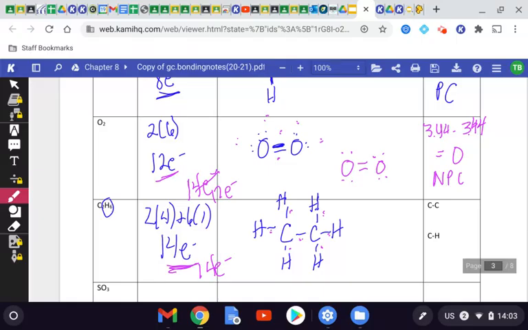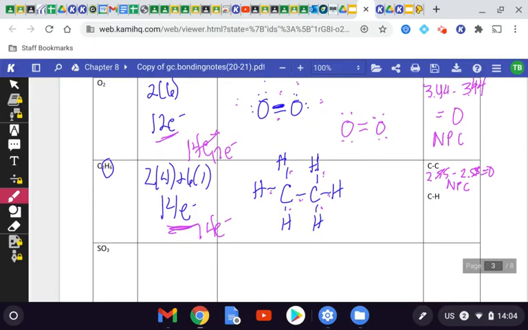So then I would look at my carbon-carbon bond here. Carbon is 2.55 minus 2.55, so that is 0 again. Anytime I have the same 2 atoms, it's always going to be 0, and it's always going to be nonpolar covalent. For my carbon-hydrogen compound, carbon is 2.55, hydrogen is 2.20. That comes out to be 0.35 for the electronegative difference. 0.39 and lower is nonpolar covalent still.